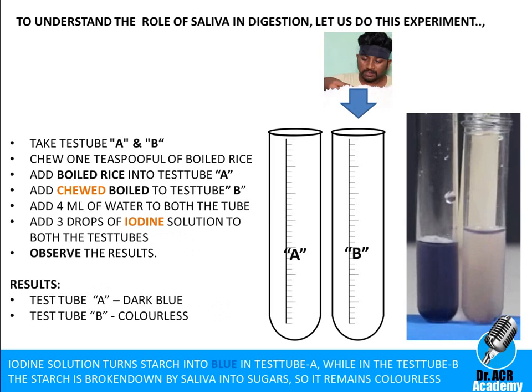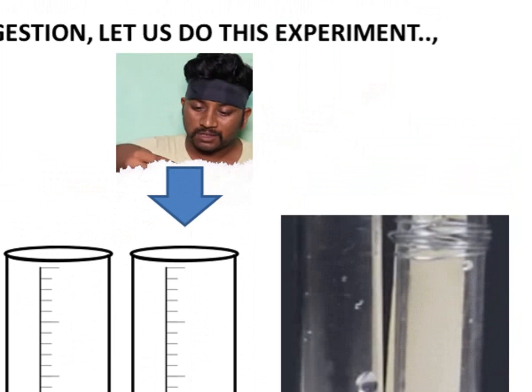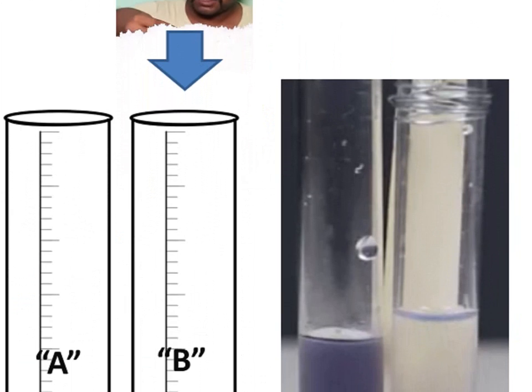In test tube A, it is dark blue, and in test tube B, it is colorless. Iodine solution turns starch blue in test tube A, while in test tube B, the starch is broken down by saliva into sugar, so it remains colorless.